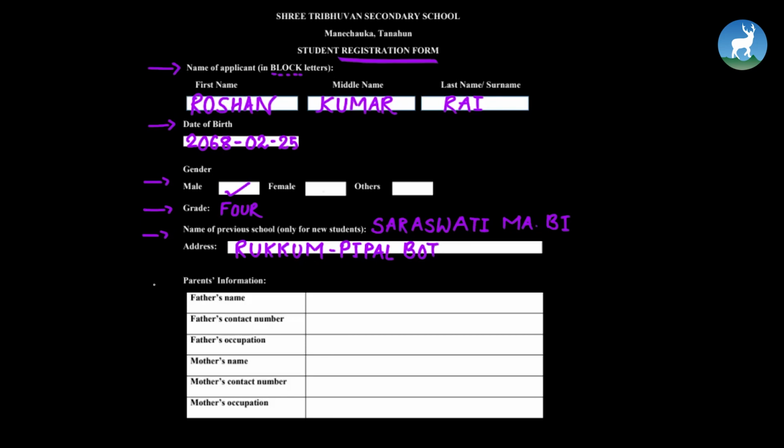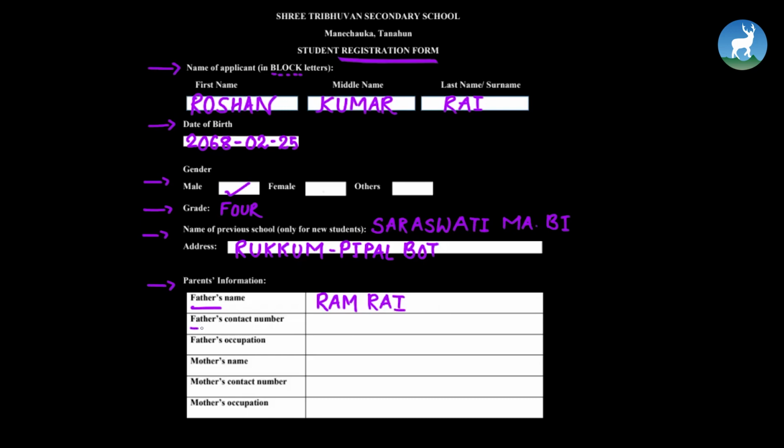Now let's move further to fill in the parents' information. Here we need to write down the father's name. Okay, let's assume Roshan's father's name is Ram. So let's write it here. Ram Rai. So Roshan's father is Ram Rai.